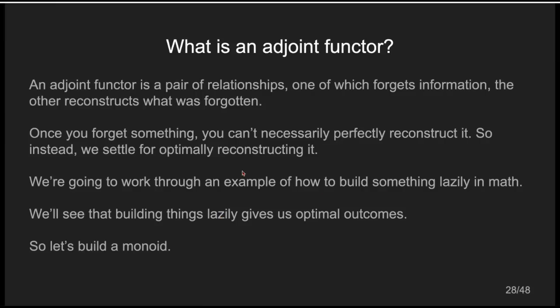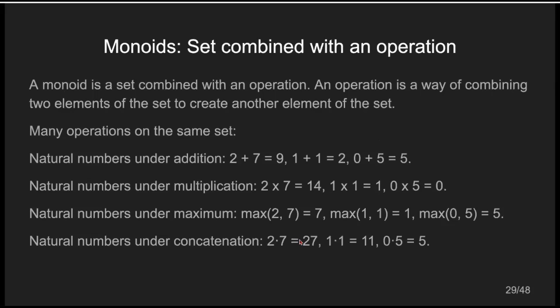We'll work through a specific example of building something lazily. We'll see that building something lazily lets us build it optimally as well. So we're going to build something called a monoid. A monoid is a fancy word for something very familiar, which is a set combined with an operation. An operation is a way of combining two elements of the set to create another element of the set. And in particular, what's important is a given set can have many operations.